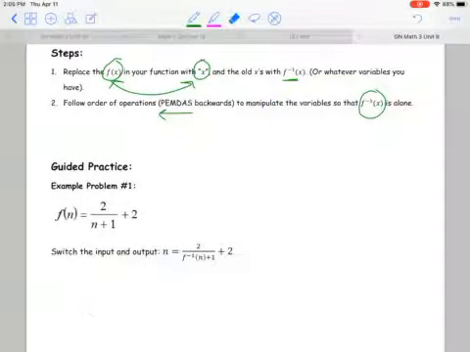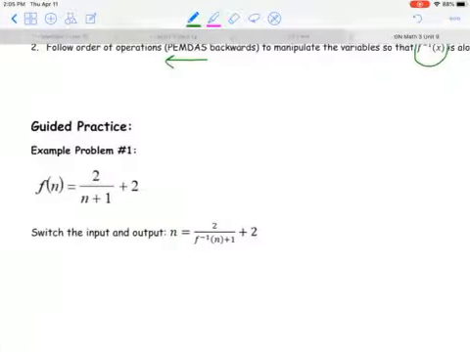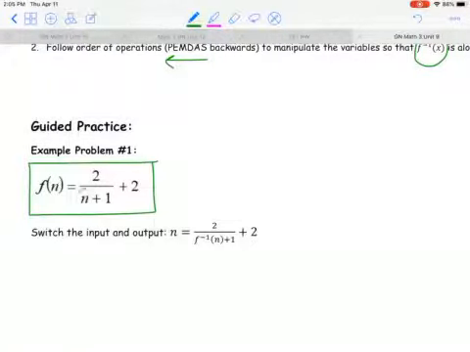So let's try this example. The first thing, I've already done this for you. This is our original function. And then here's the n and the f of n. They need to switch spots. Everything else stays in their spot, so like the 2, the 1, the +2 at the end. The only thing that switched was these two things. And notice I put this -1 on it because it's the inverse.